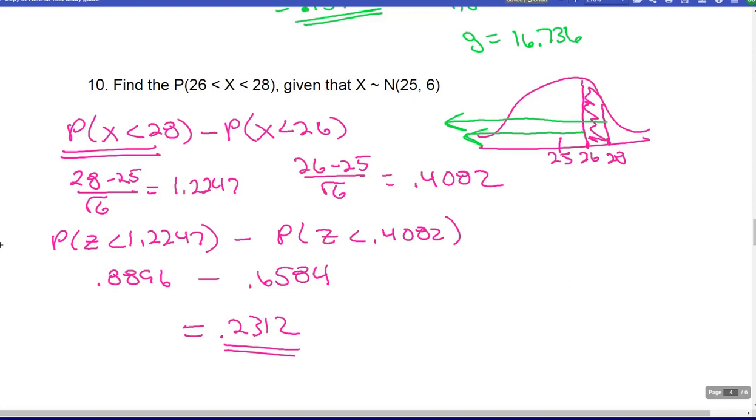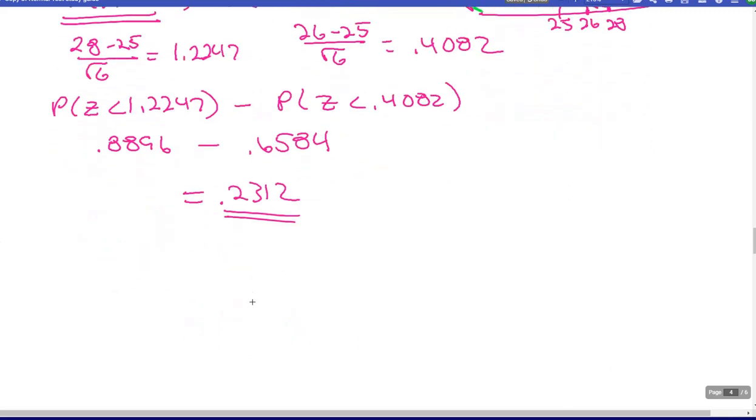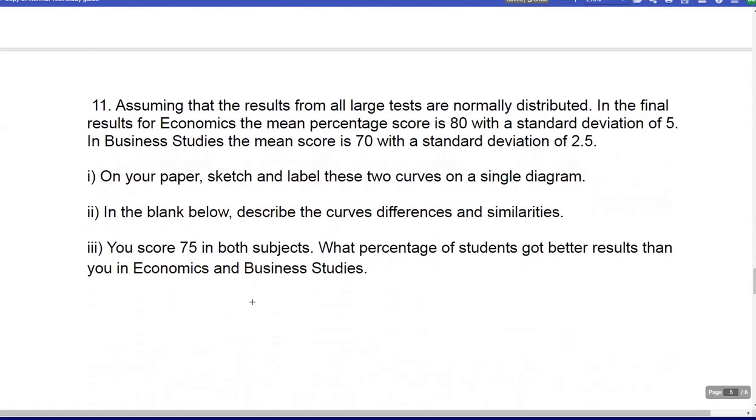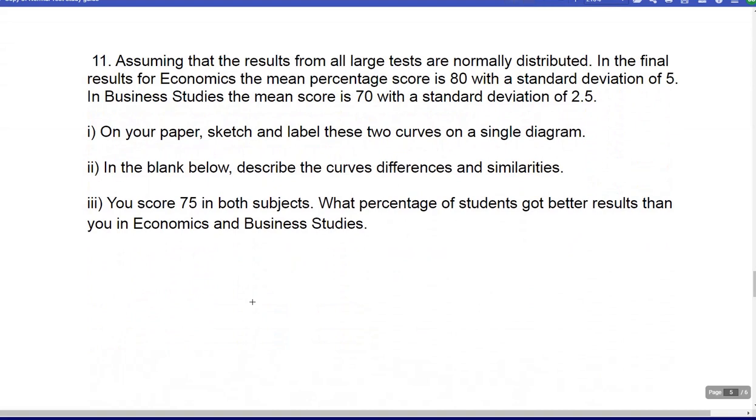So whenever you've got an area between two numbers, you find the area below the bigger one and then subtract the area below the smaller one. Right? Yeah, sounds good. All right, tell me about this graph. The mean is 80 and the standard deviation is 5.